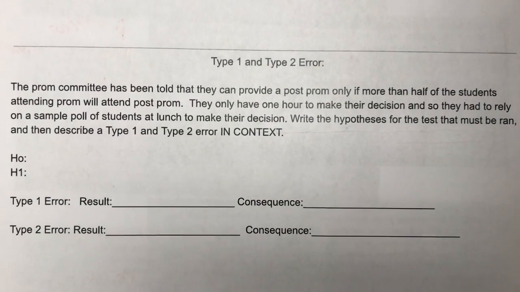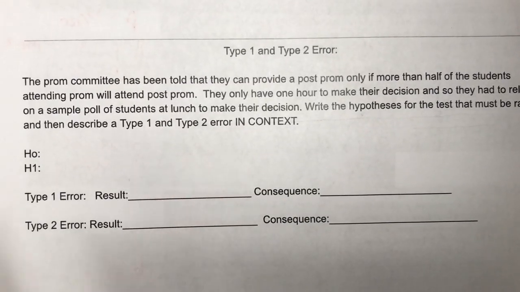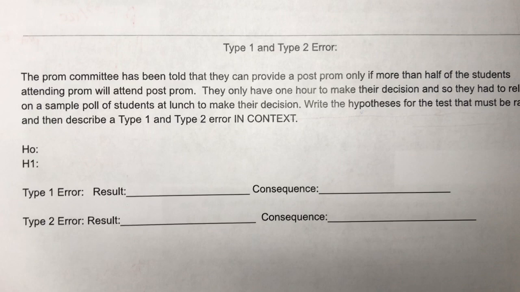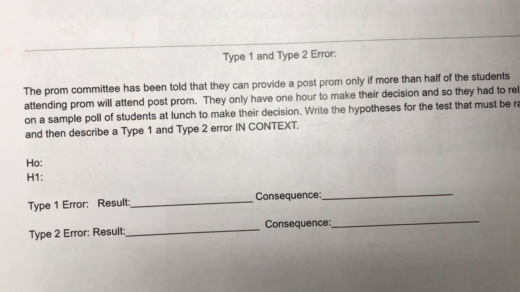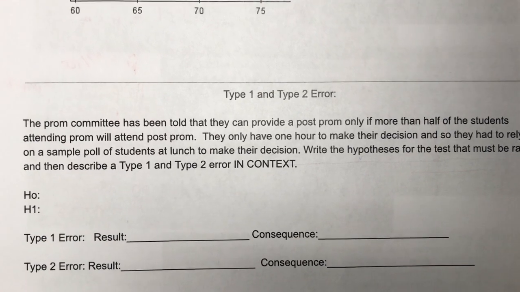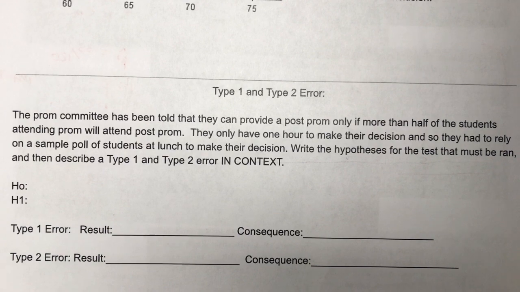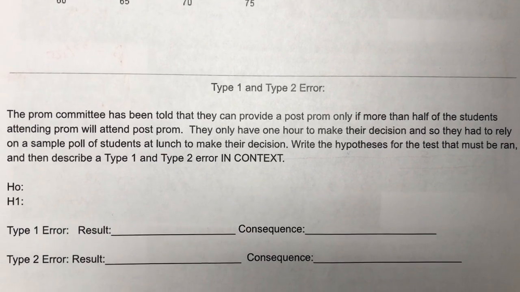Okay, in the type 1, type 2 error, I will give you the chart about type 1 and type 2 error. You can read what it has here. The prom committee has been told they can only have post-prom if more than half the students attending prom are also going to attend post-prom. They only have an hour to make their decision, so they have to take a sample poll of students. We can't ask everybody. Write a hypothesis.